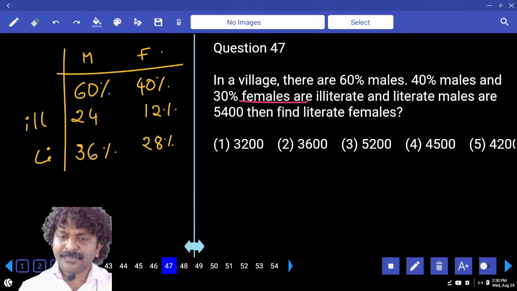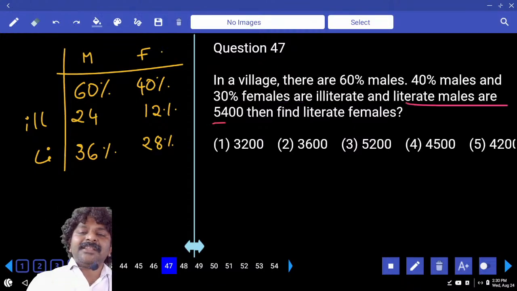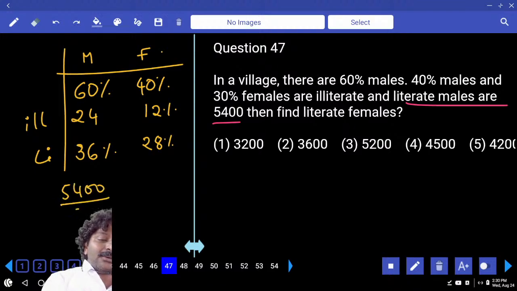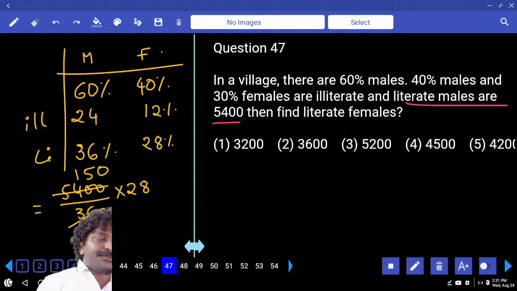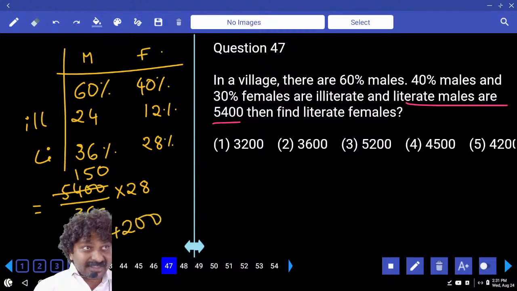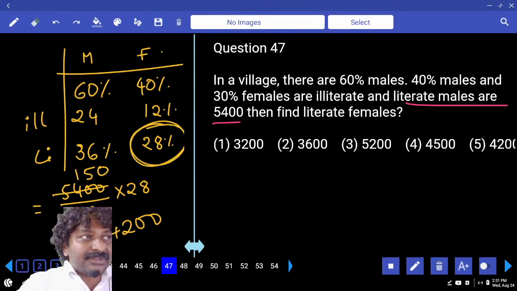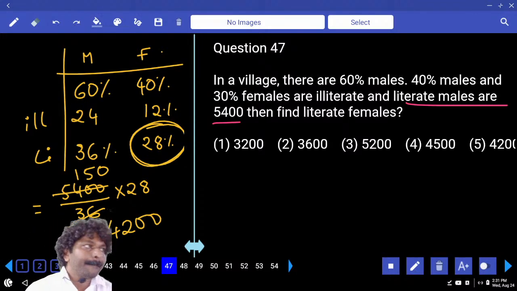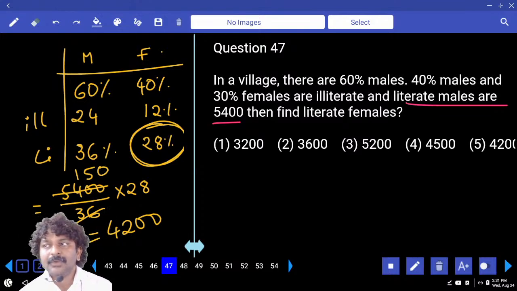What is the question? Literate males are 5,400, then find literate females. Literate male, what percent is it? That means 5,400 is equal to 36%. 1% is 5,400 by 36. Now we want to calculate 28%, that is into 28, correct? 36 once, then 5, then 0. 150 times 28 is 4,200. Otherwise, as we need to calculate a 28% value, which is a multiple of 7, the answer must be a multiple of 7. You can directly go and verify it. Done.